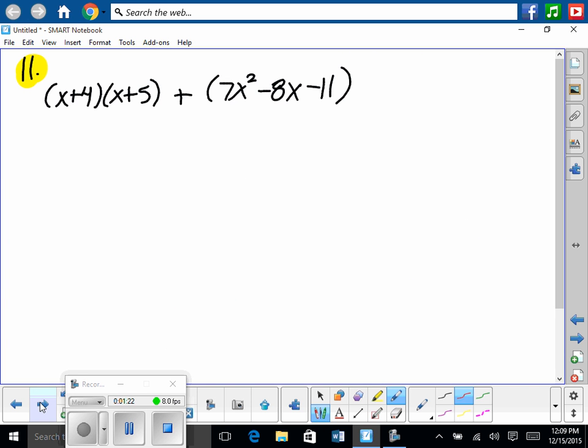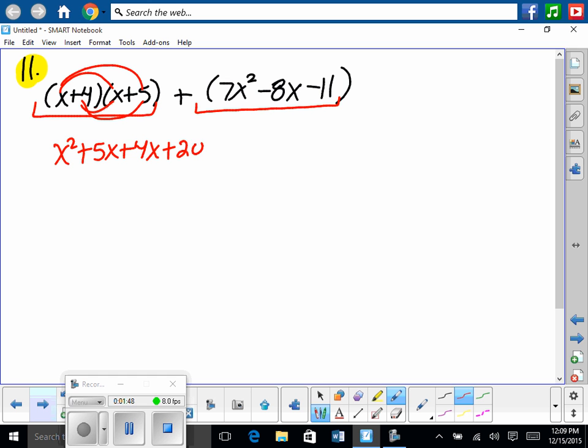All right, so number 11, it says simplify each expression. You've got to kind of look and see what you're looking at here. So please excuse my dear Aunt Sally. You've got to multiply things first before you add or subtract them. We have these two things being multiplied, and then we'll add it to this. So I'm going to focus on this multiplication first. X squared plus 5x plus 4x plus 20. Combine like terms, so we have x squared plus 9x plus 20.